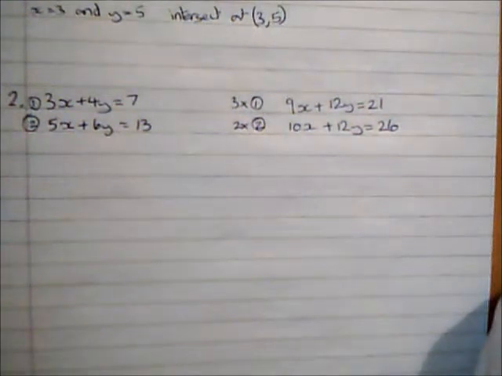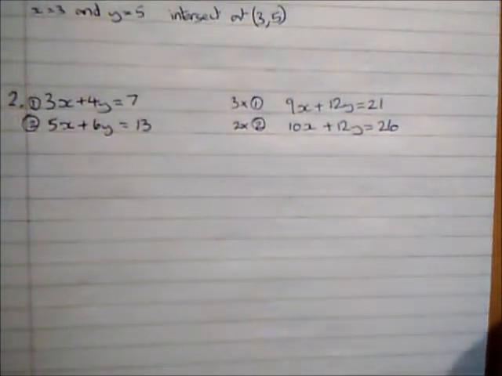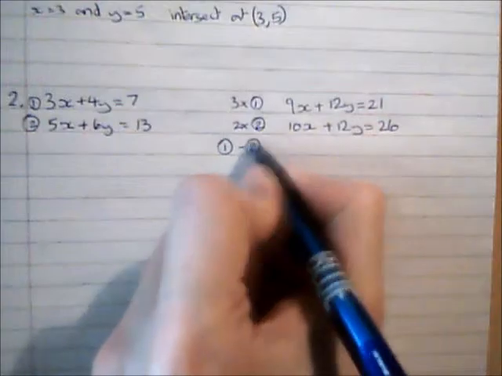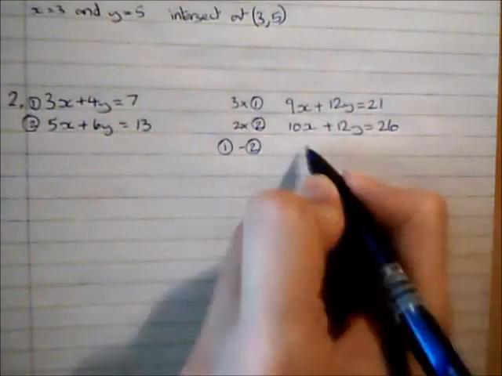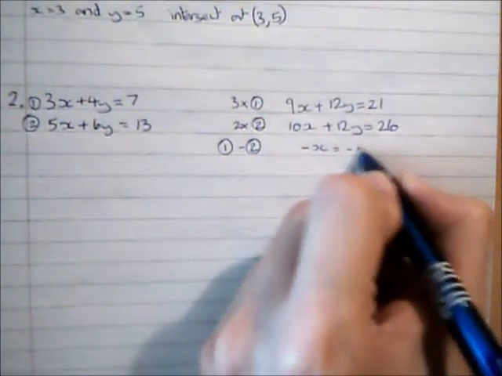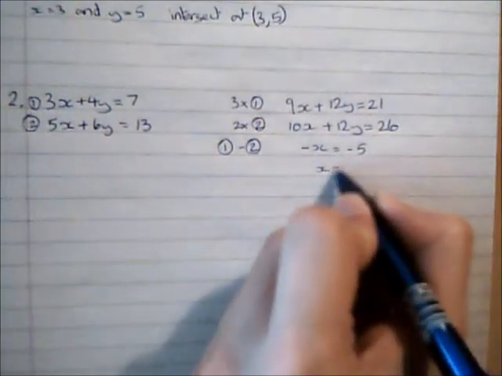I'm now going to subtract one equation from the other, and that's because I have positive 12y in both equations, and positive 12y subtract 12y will eliminate the y's. So I'm going to just show equation 1 subtract equation 2. So that will give me negative x equals negative 5, and therefore x equals 5.